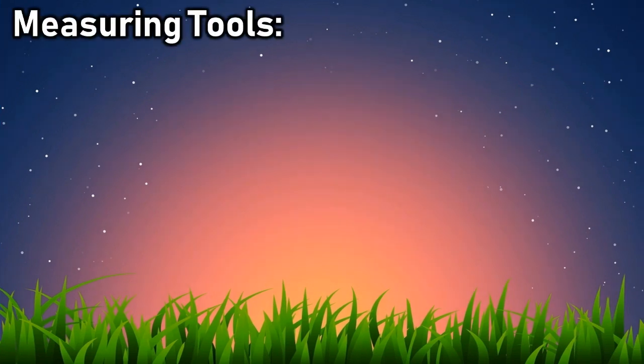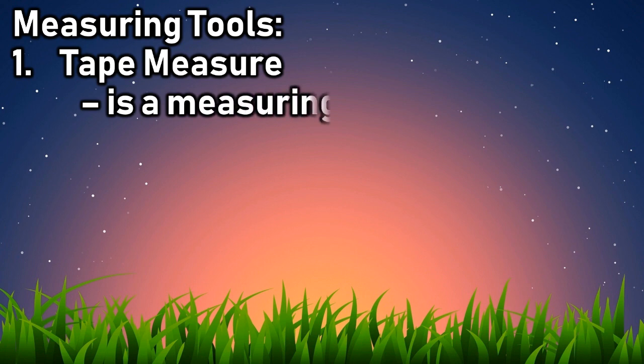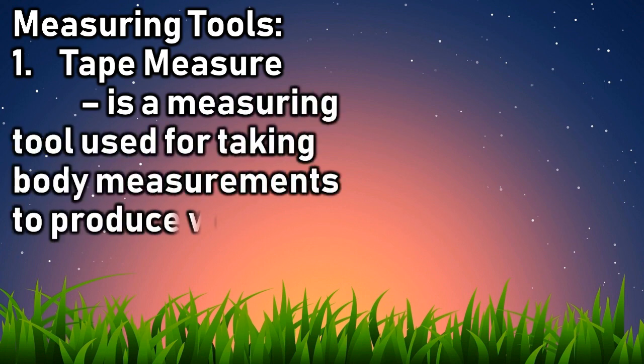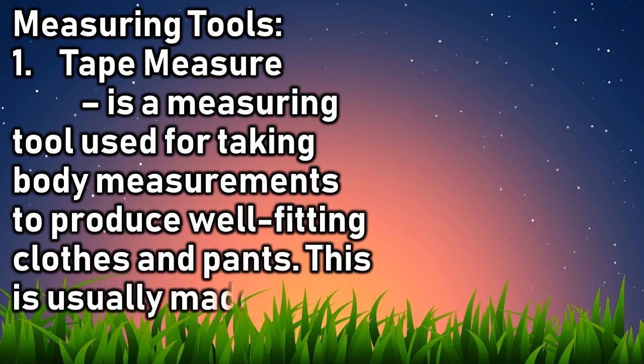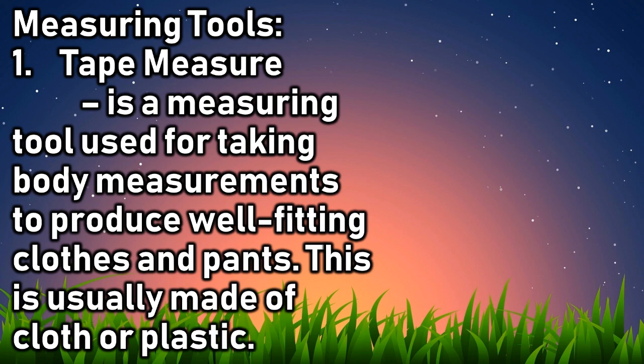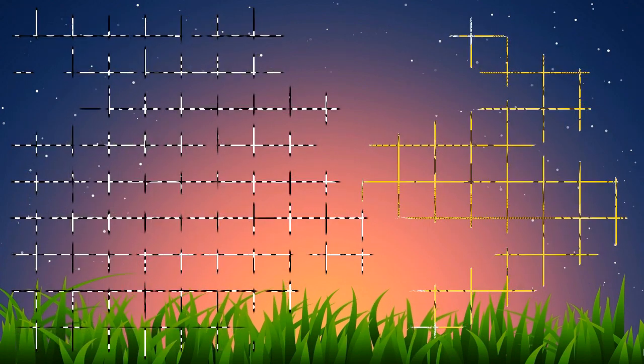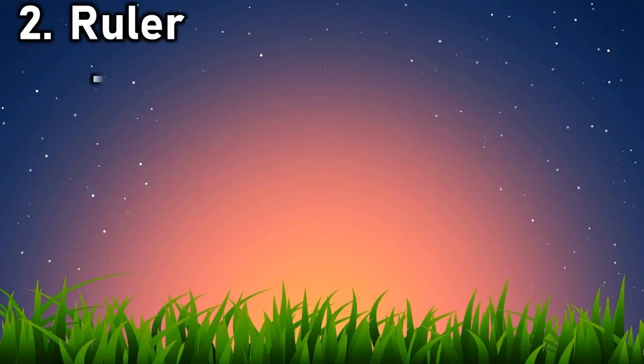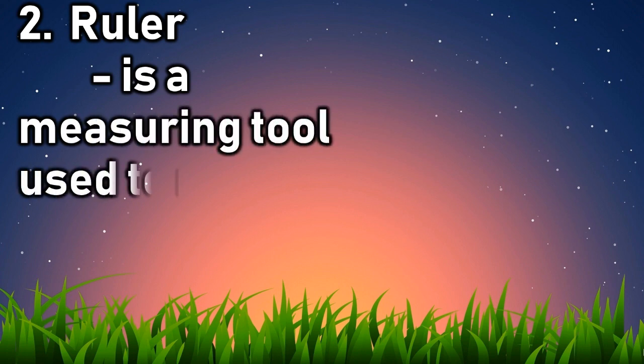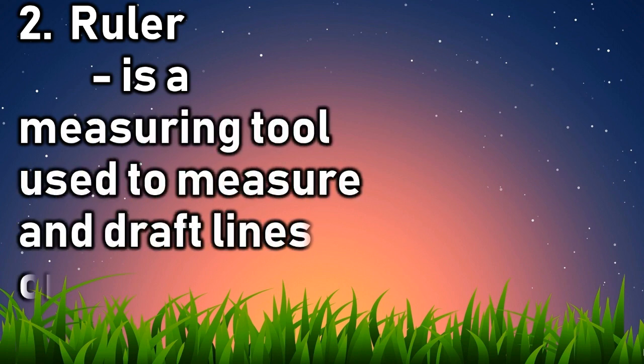Measuring tools. One, tape measure is a measuring tool used for taking body measurements to produce well-fitting clothes and pants. This is usually made of cloth or plastic. Two, ruler is a measuring tool used to measure and draft lines on a fabric or pattern.